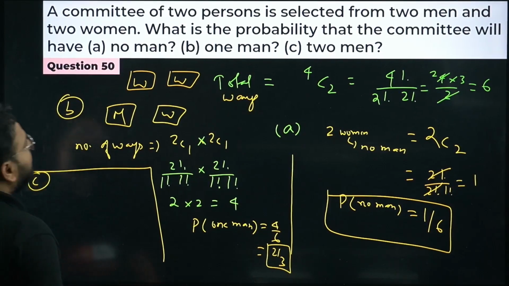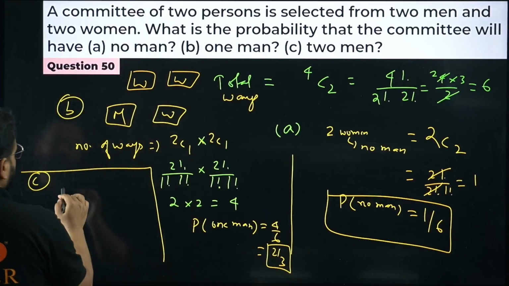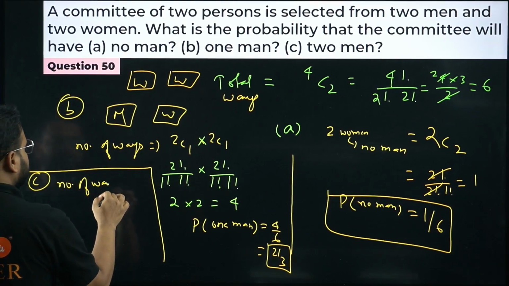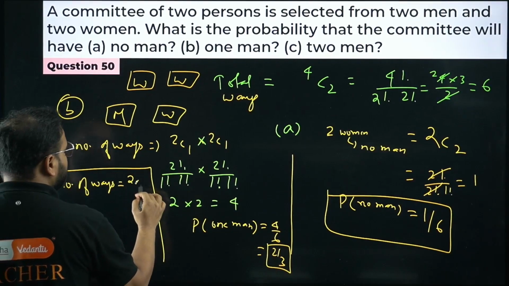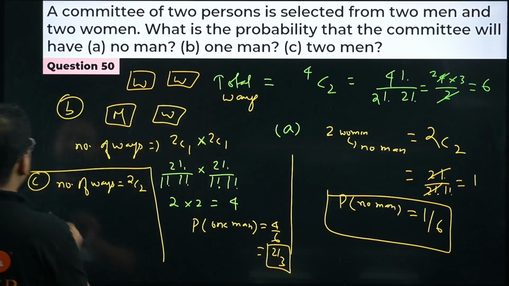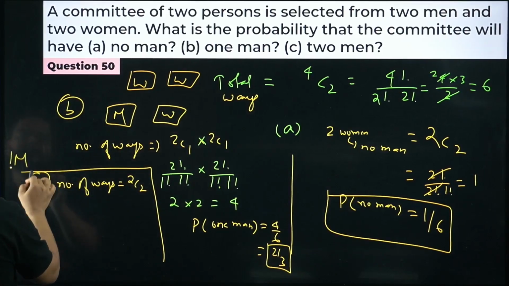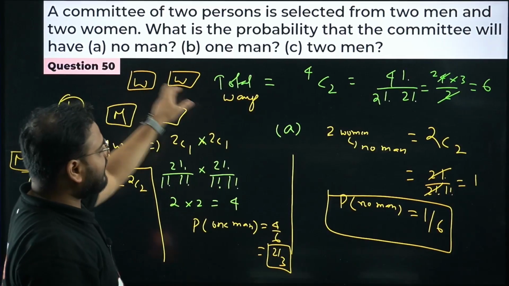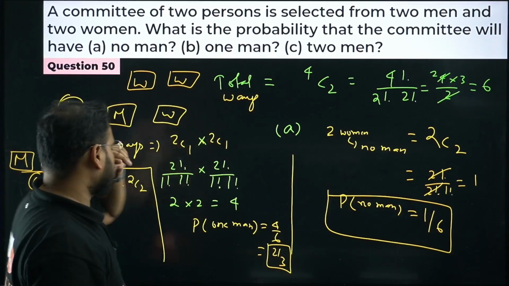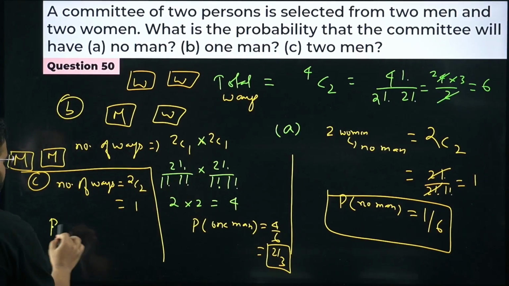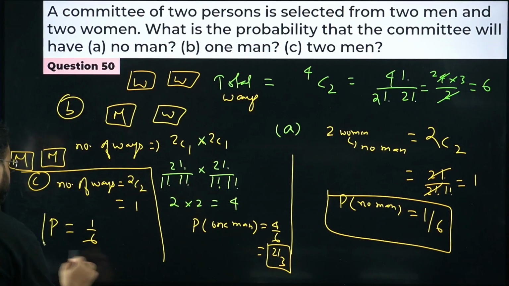What is part C, sir? We have 2 men, so the number of ways to choose 2 men will be 2C2 only. 2 men is same as 2 women, no? Both persons will be sitting in the committee as man and man. Here it is man and woman; in the first one we had only woman; the last one is only man. So 2C2, what is the answer going to be again? 1. Probability will become 1 by 6. Please check.